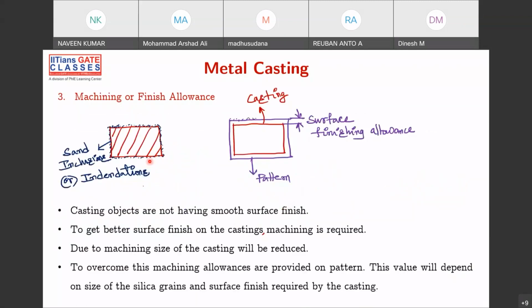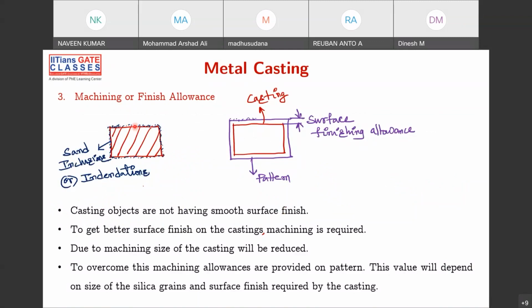What is this machining allowance? As I already told you, you're putting all these things in sand. Sometimes sand inclusions will be there. Sometimes the indentations of sand will be there. It means some small holes are formed on the top because of the sand particles.